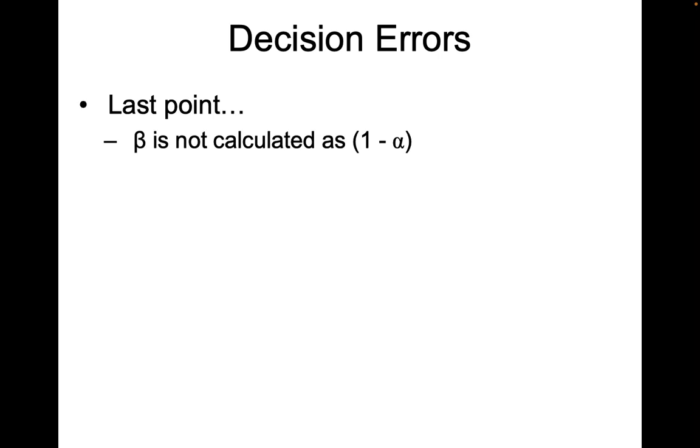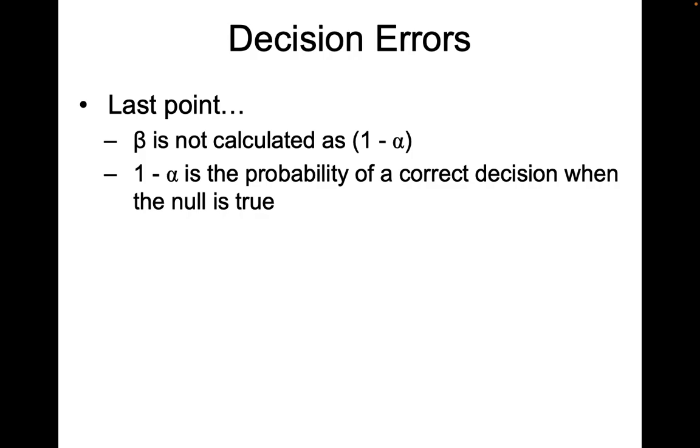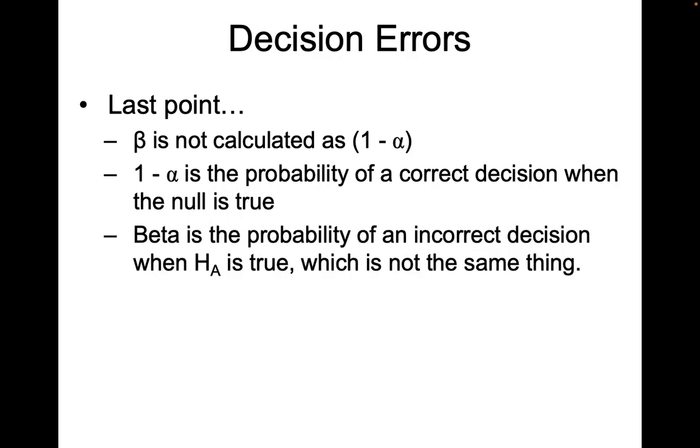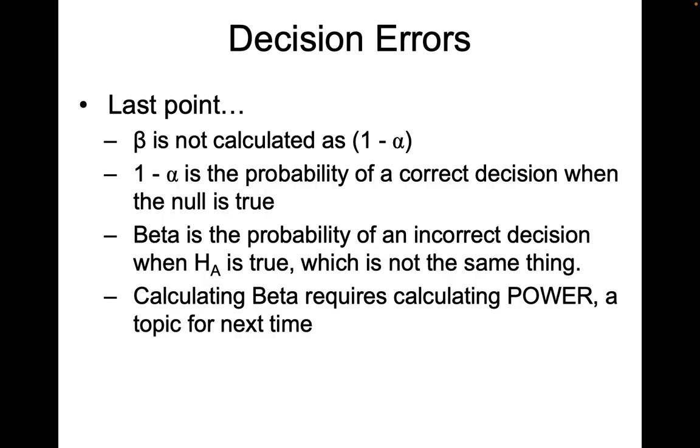Last point I'm going to make is that beta is not necessarily calculated as 1 minus alpha. We might be tempted to say, well, if alpha is the probability of making a type 1 error, I'll just do 1 minus alpha to get the opposite, and that'll tell me what beta is. It turns out that 1 minus alpha is actually the probability of a correct decision if we assume that the null hypothesis is true. Beta, on the other hand, is the probability of an incorrect decision when the research hypothesis is true, which is not the same thing. Calculating beta requires calculating statistical power, which is a topic for next time.